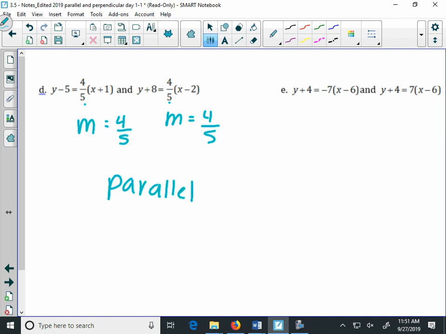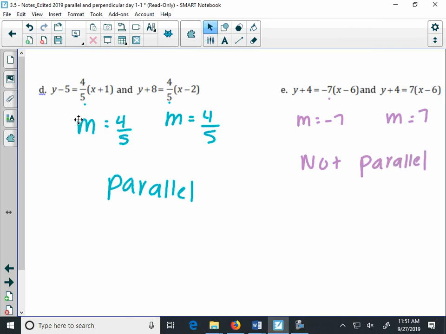What's the slope of the second line? Negative 7. Number in front of the x. What's the slope of this other line? 7. What can we say about these lines? They're not parallel. So again, it's a little quicker not to have to plug it into Desmos. But if you forget, plug it into Desmos and it will tell you whether or not. Questions over that?